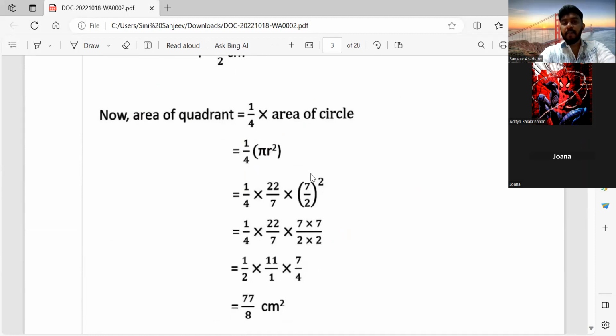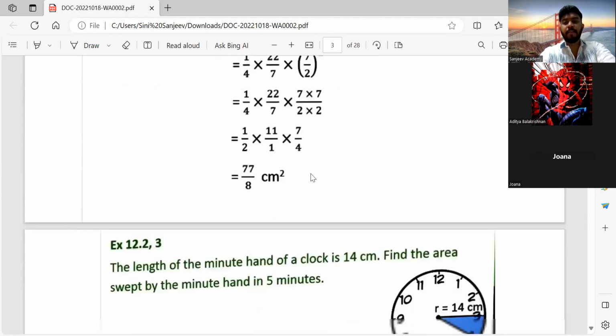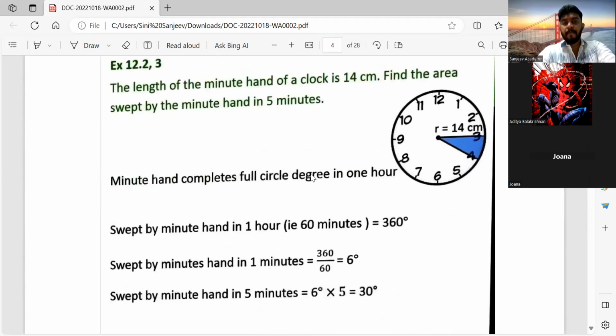So that's a simple question. And again, we cannot expect these basic questions to be in the examination. But it helps us in understanding the concept. Let's see the next question.